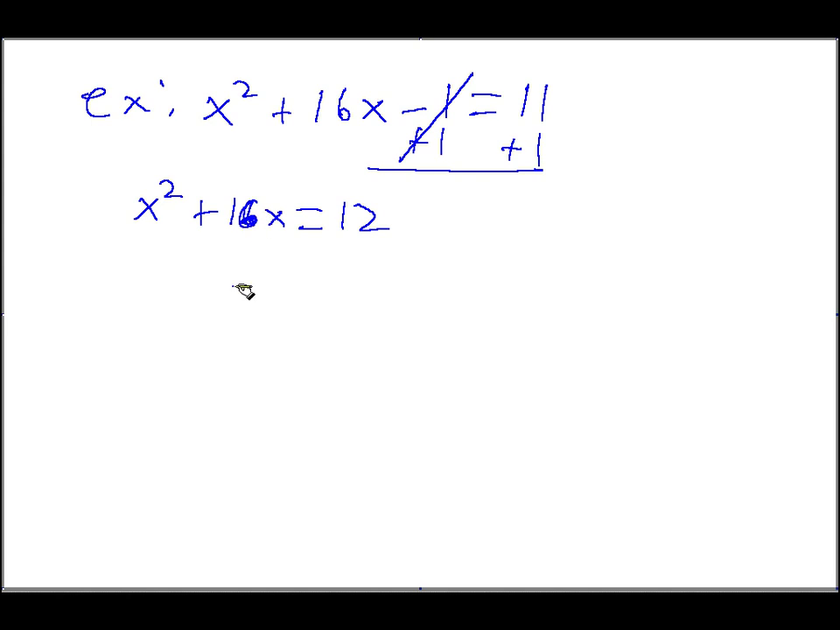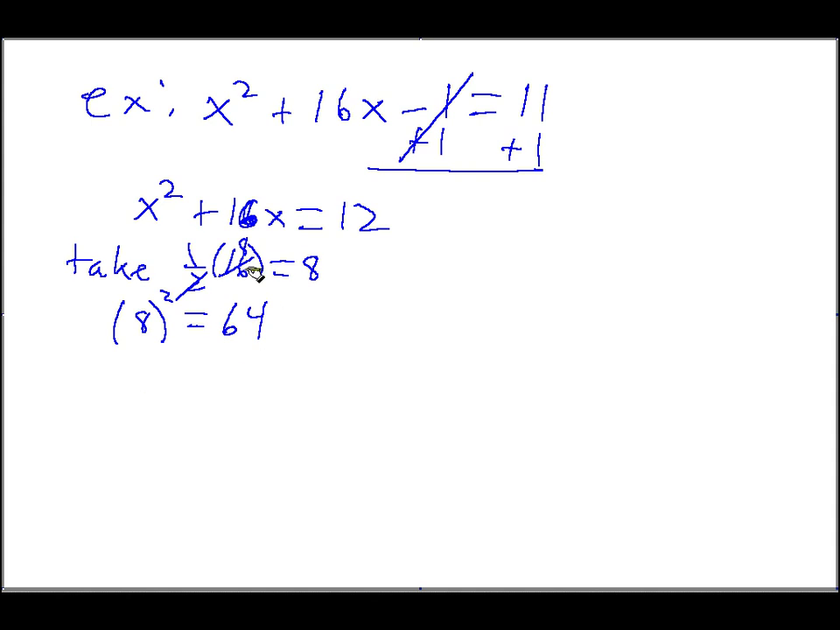So again, what do I do with the 16? I'm going to take half of that coefficient, half of positive 16. That's equal to what? 8, right? Okay, so then what do I do with the 8? I'm going to square that. Square the 8, 64. Can we see that? 8 squared, 64. So the number I need to add to both sides is 64. Hopefully we can see that without too much trouble.